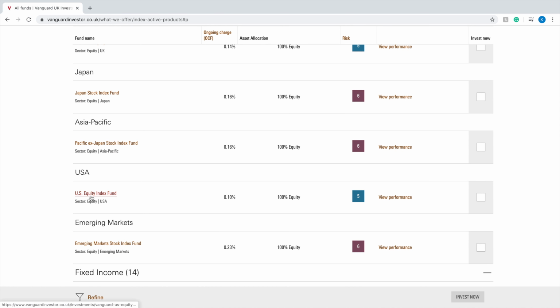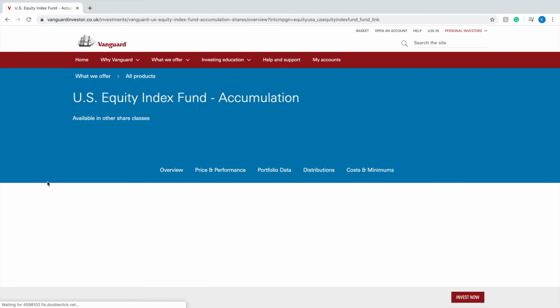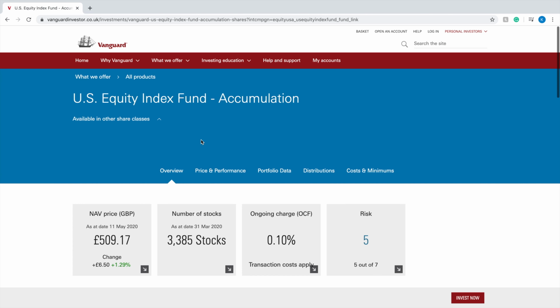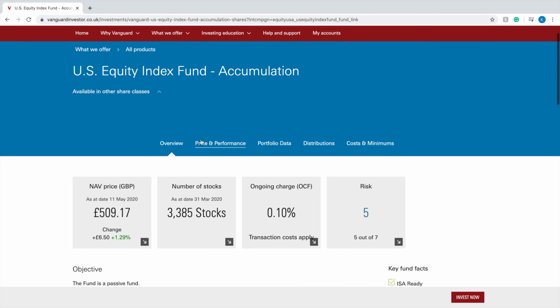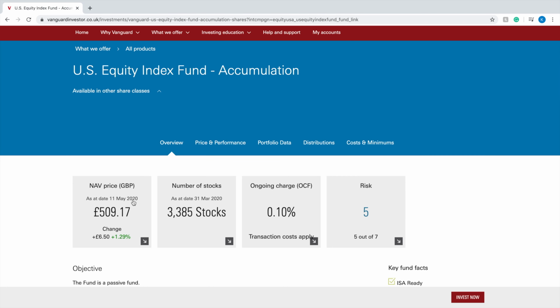So we'll start with the US. You've got the US Equity Index Fund. This is a little bit broader than the S&P 500. That's the current price, so that's how much one fund costs. I know this looks a bit higher, but there are some other ones which tend to be a bit cheaper.